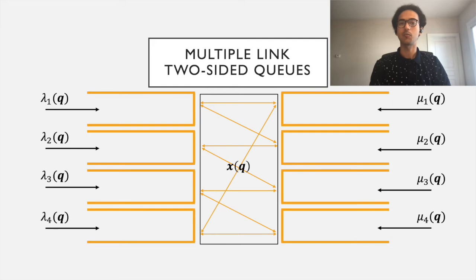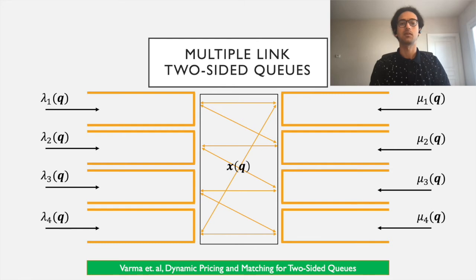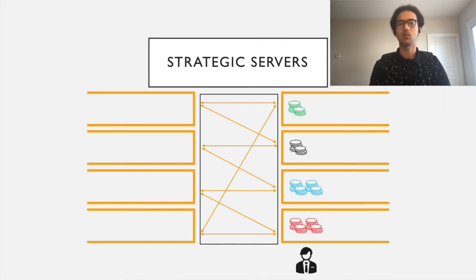This is a joint optimization problem in the space of pricing and matching policies, and it was previously studied in the following paper. In particular, they propose a near optimal pricing and matching policy. In this work, we show that it is non-trivial to generalize these techniques to the setting of strategic servers. The system operator sets the price offered for all types of servers.